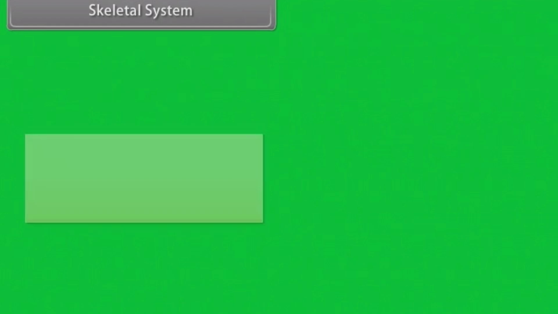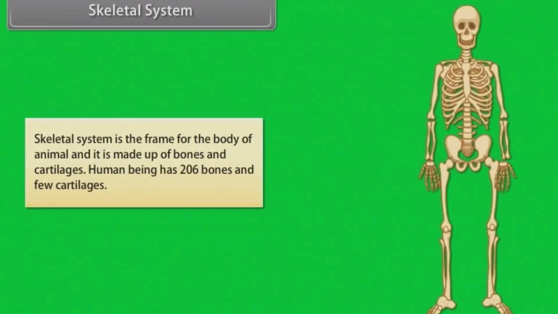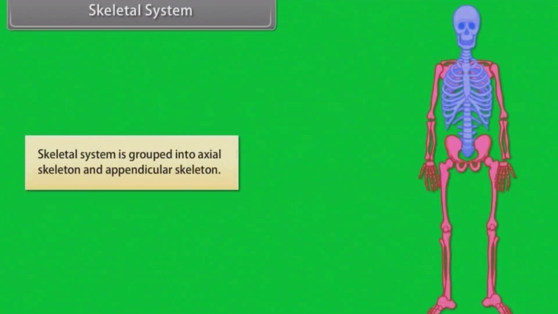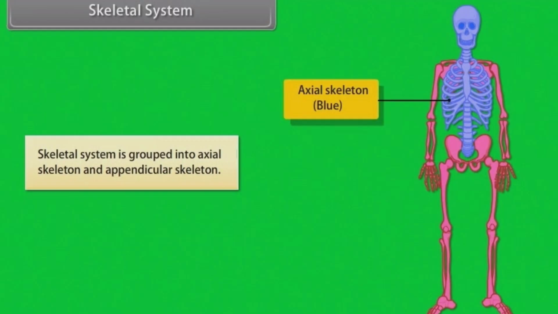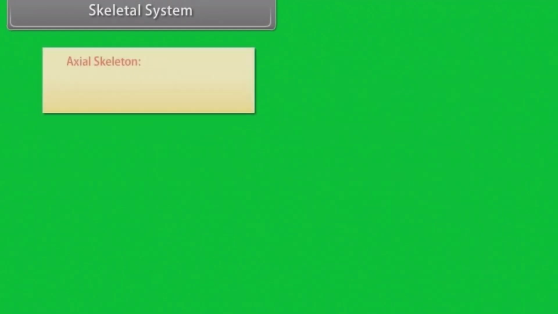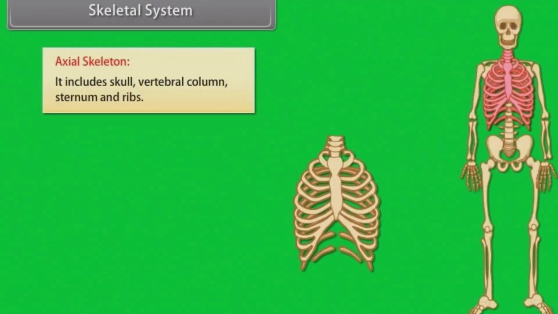Skeletal system. The skeletal system is the frame for the body of an animal, and it is made up of bones and cartilages. Human beings have 206 bones and a few cartilages. The skeletal system is grouped into axial skeleton and appendicular skeleton. Axial skeleton. It includes the skull, vertebral column, sternum, and ribs.